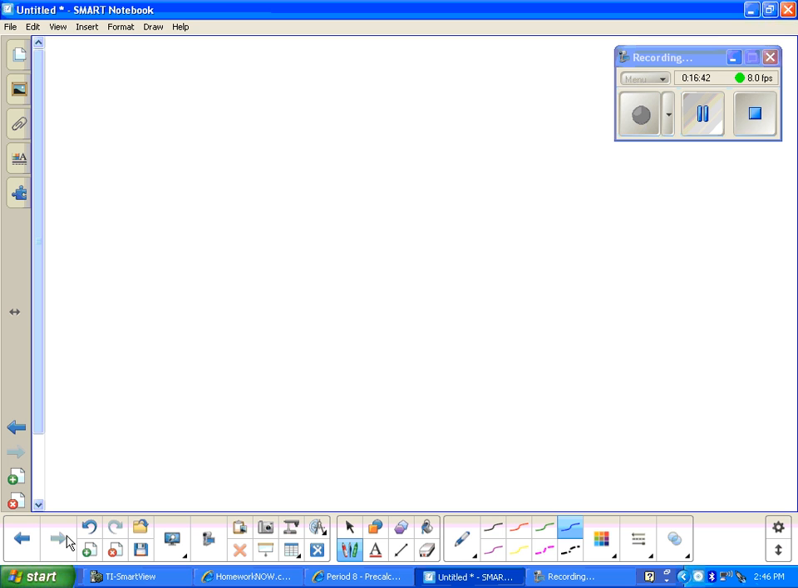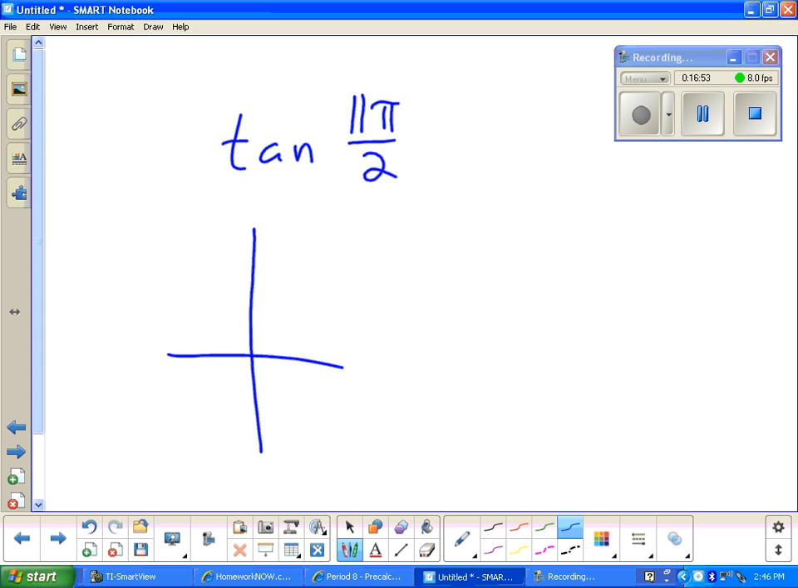I will ask you to evaluate some functions, and you can use your calculator. So let's say I ask you to find the tangent of 11 pi over 2. You could set your calculator to radian mode and figure it out. You could think on your unit circle, where does 11 pi over 2 occur? It's not on the unit circle at all, because the unit circle stops when you get to 2 pi. Precisely. And so Hannah's got it.